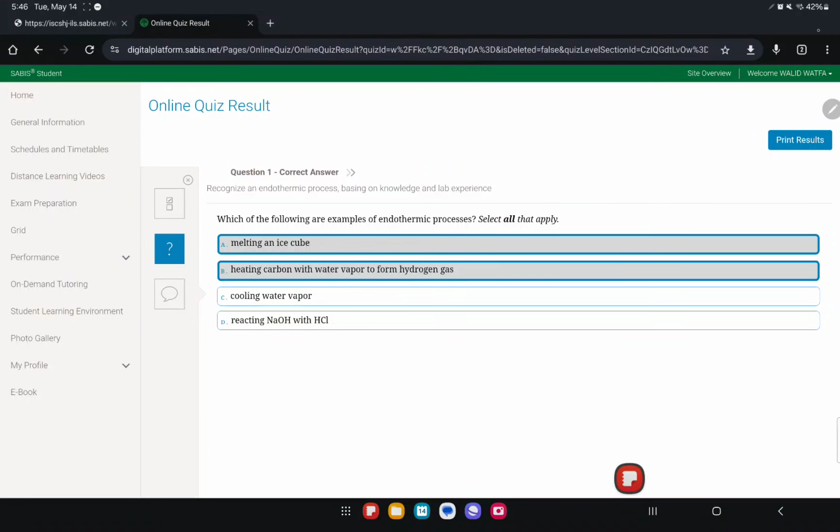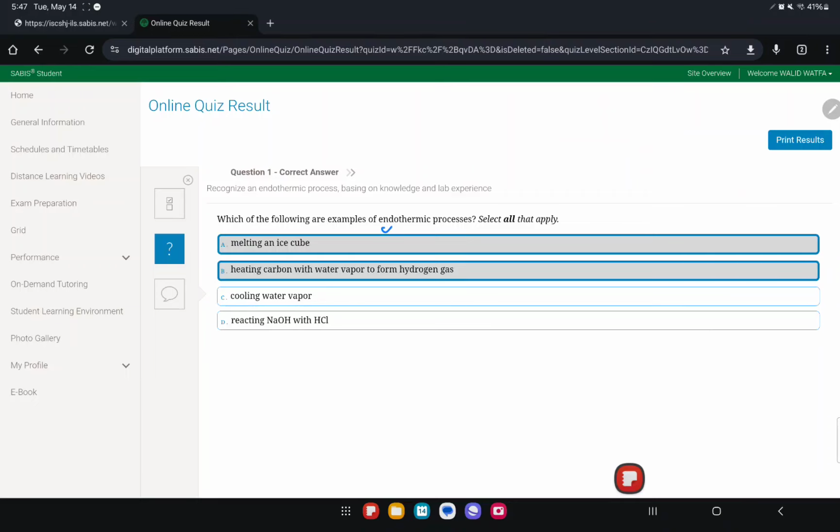Okay, this is term 3, week 5. Term 3, week 5 Chem. Okay, very easy, I think, from what I've seen. Let's start. Which are endothermic processes?